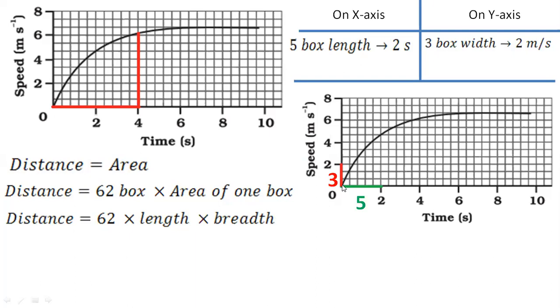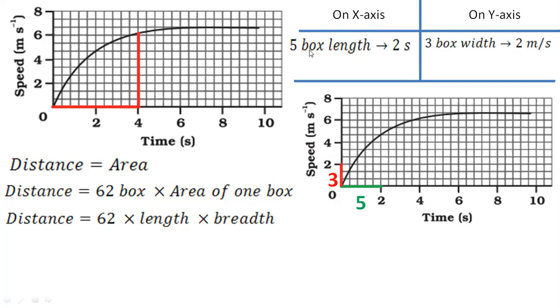So you can see here 1, 2, 3, 4, 5. 5 boxes will give you 2 seconds. What about the y-axis? 3 boxes will give you 2 meter per second. On the x-axis, it will give you 5 boxes for 2 seconds.